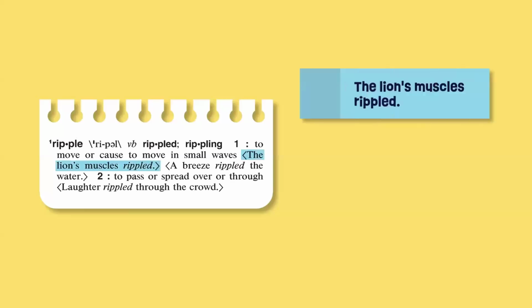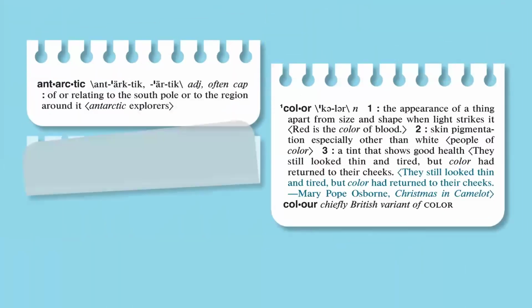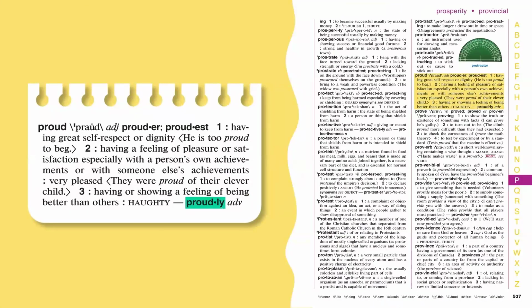Definitions are often followed by examples of the word in use to help you understand the meanings and how they're used. Some dictionary entries have other features too. A note or label might tell you that a word is usually capitalized when used with a particular meaning, or that a spelling of a word is more common in British English, or that a word is always used in its plural form.